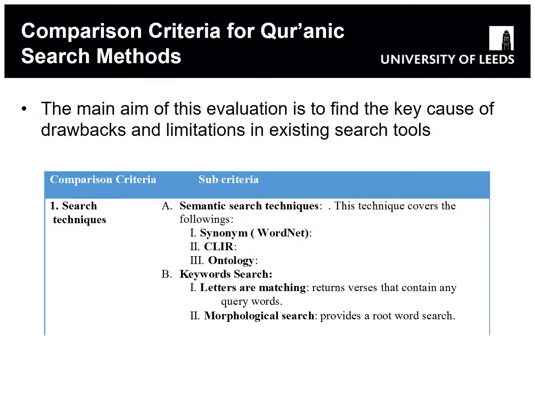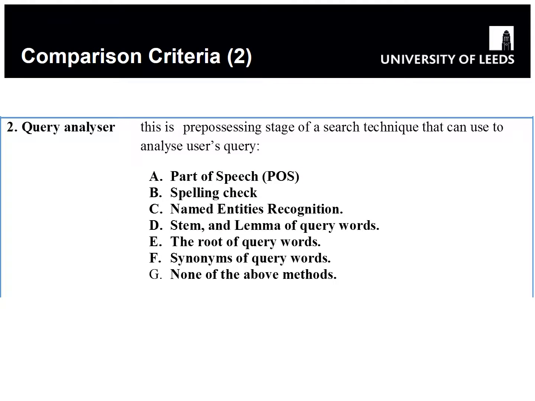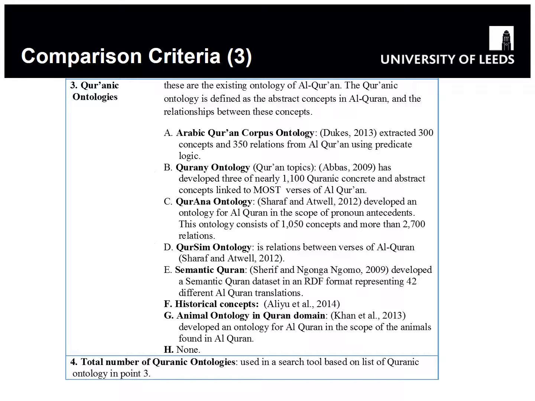So we have 13 different criteria to make comparison between all tools. The first one is search technique, as we described in the previous slide. The second one is query analyzer, which has around 6 different categories: does this tool use part of speech, or spelling check, and other techniques.